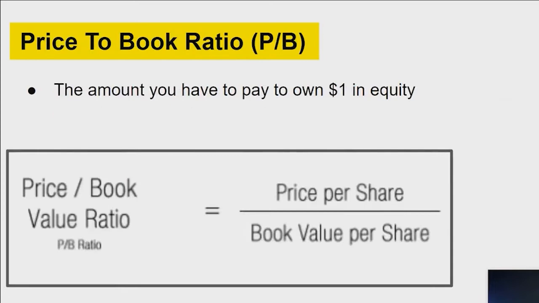The price to book ratio is the amount that you have to pay to own $1 in equity. And you can see it's the price per share divided by the book value per share. Now, this is another one of those ratios that you only want to compare within the same sector or the same industry. Historically speaking, price to book ratio has been one of the best indicators of a company's value. However, especially with tech companies over the last 10 to 20 years, it has been flipped on its head. The reason for this is because tech companies tend to have very high PB ratios because of intangible assets. So you really only want to use this as an indicator when you're comparing apples to apples, aka similar companies.